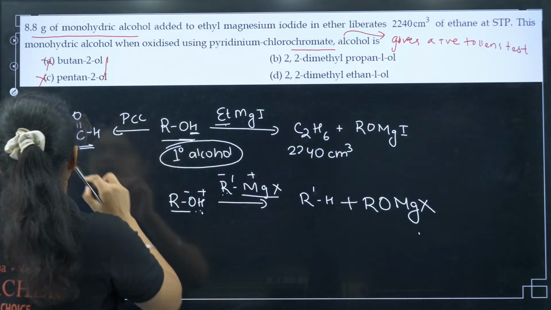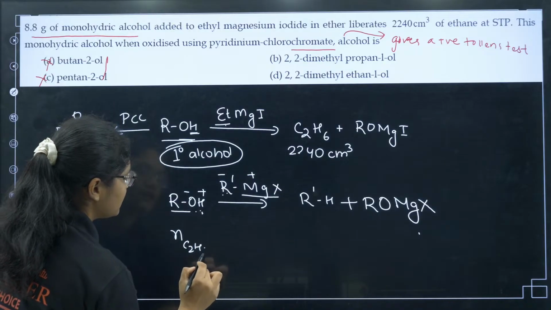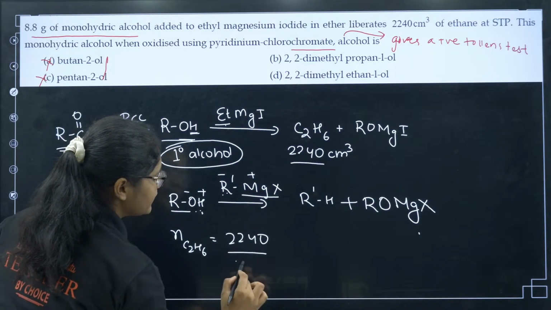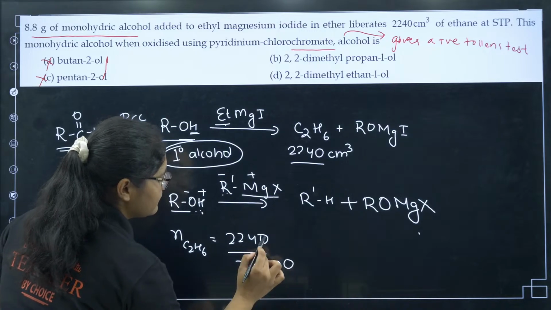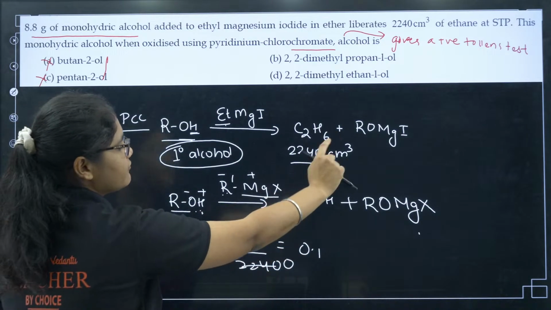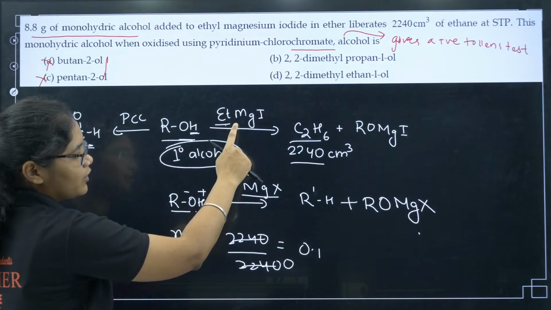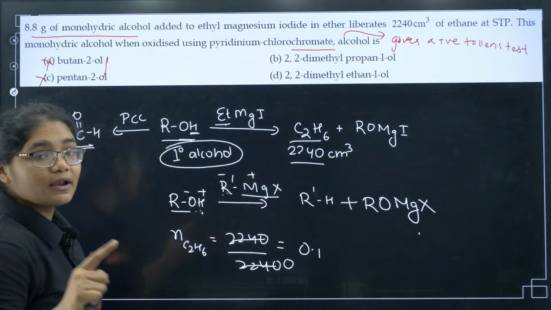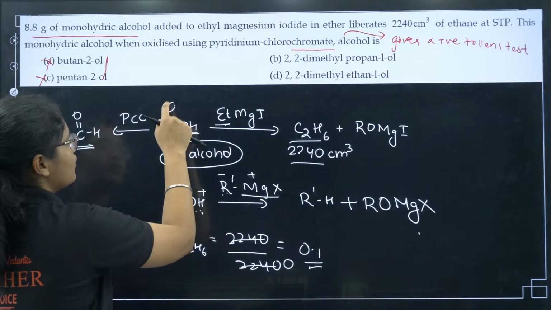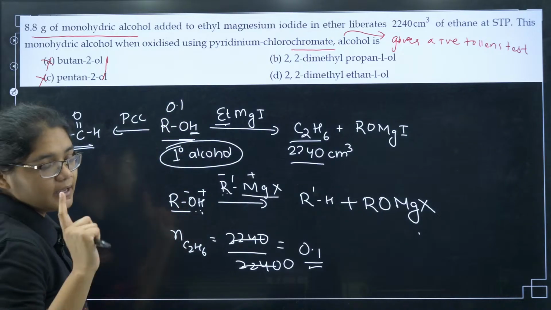Now what is the number of moles of ethane produced? The number of moles of ethane will be given volume by molar volume, that is 2,240 mL, so that is 1 by 10 or 0.1. 0.1 moles of ethane is produced. Now see, 1 mole of alcohol will react with 1 mole of Grignard reagent to give you 1 mole of ethane. If ethane produced is 0.1, then the number of moles of alcohol will also be 0.1.